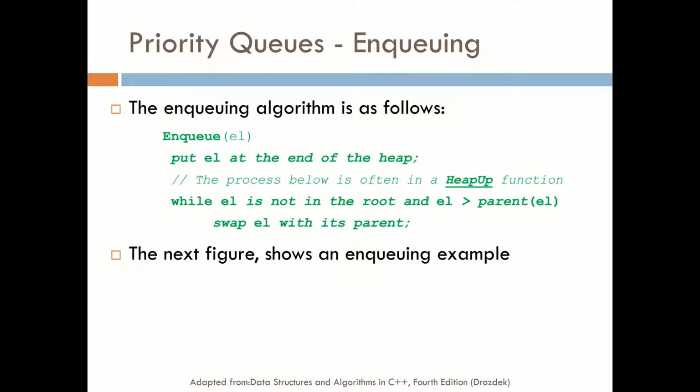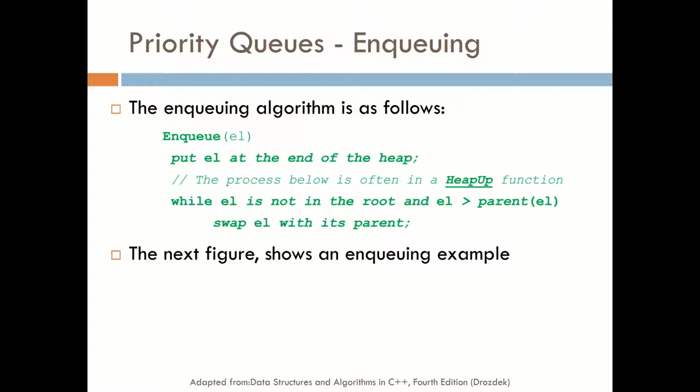Now let's look at the enqueuing process in a little bit more detail. The pseudocode that you see for the enqueuing algorithm is shown in green. I want to talk through this, but I will say that when you implement Project 7, you'll want to come back and make sure that you understand this pseudocode.